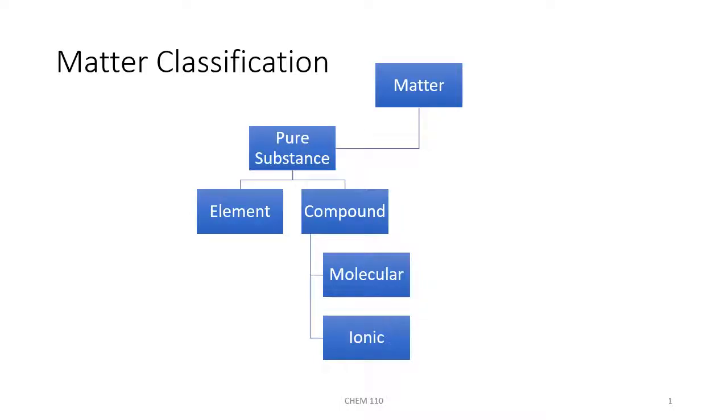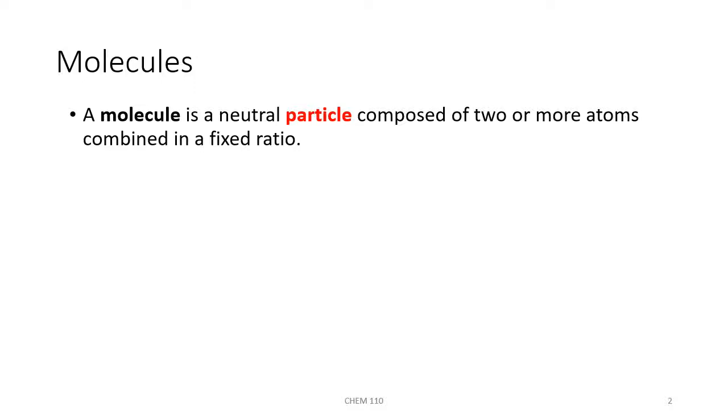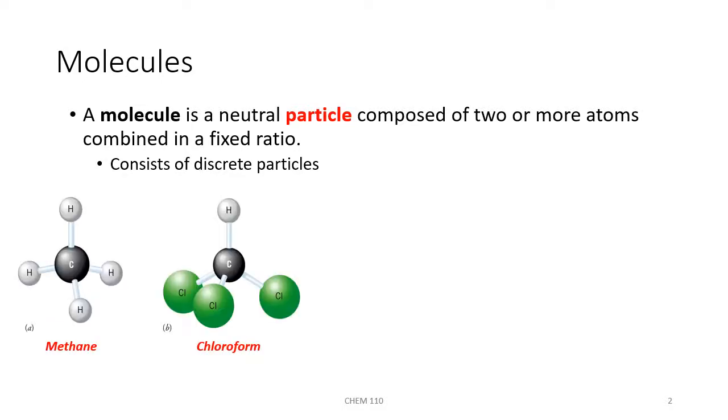In Chapter 1, we learned different ways to classify matter. One way was by distinguishing between an element or a compound, both of which were pure substances. If we break down a compound even further, we can either describe it as being molecular or ionic. Molecular compounds are also known as molecules. A molecule is a neutral particle composed of two or more atoms combined in a fixed ratio. Molecules consist of discrete particles.